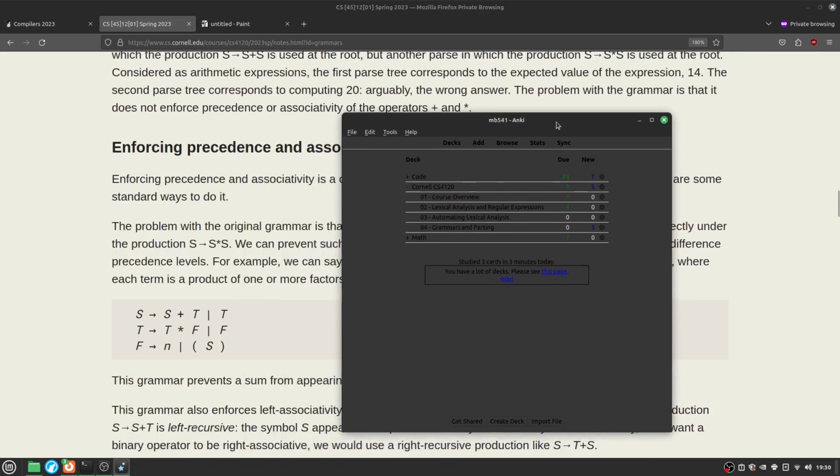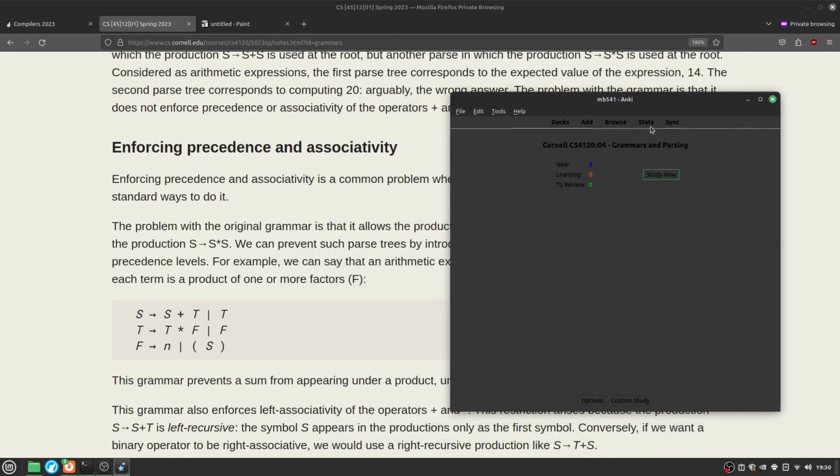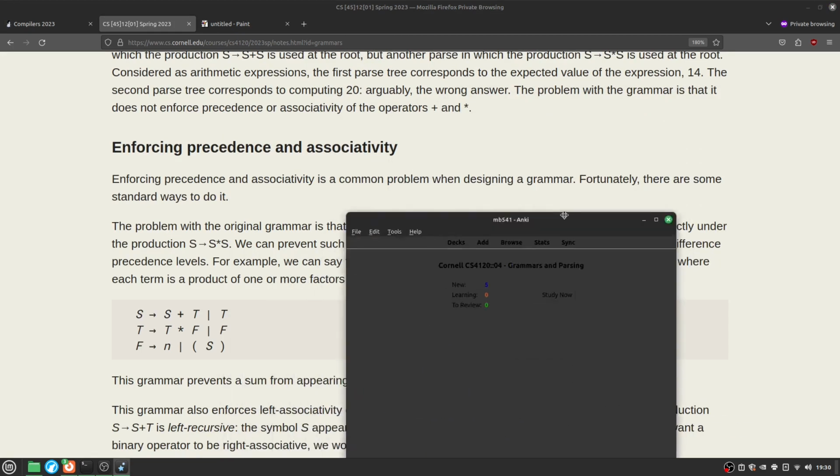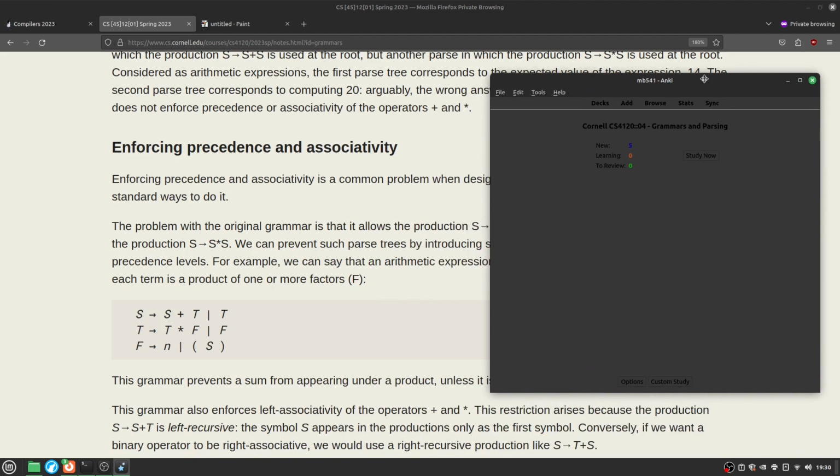Alright, so I'm just going to add something to Anki for this, because enforcing precedence is important, and I'm probably going to forget this.